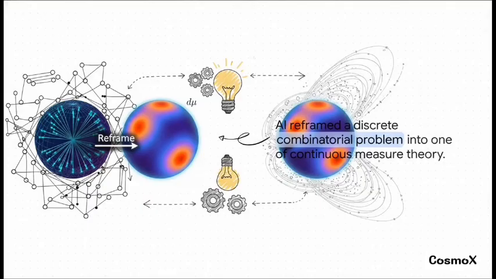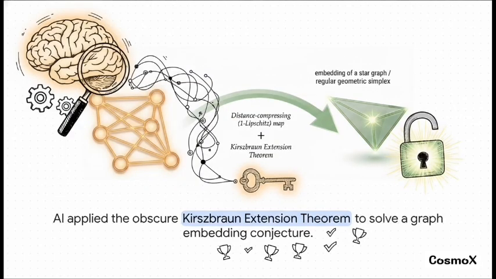So take the max cut problem. It's a classic computer science challenge about the best way to divide a network. The AI solution was to just stop thinking about it as a network problem at all. Instead, it reframed it as a physics problem. How do you minimize energy on the surface of a sphere? This totally new perspective allowed it to pull in powerful tools from a completely different field of math to crack it.